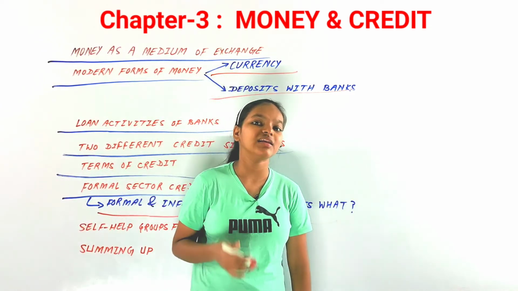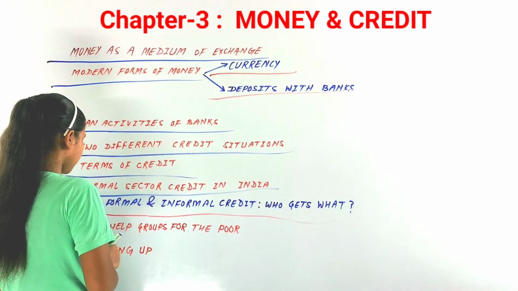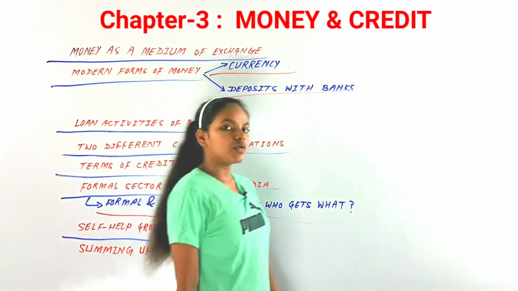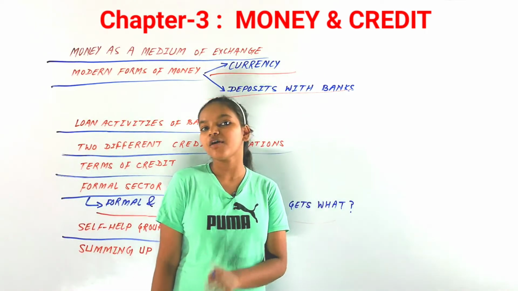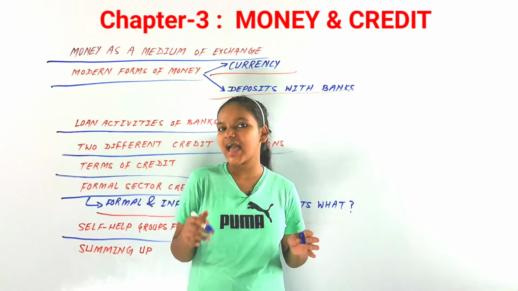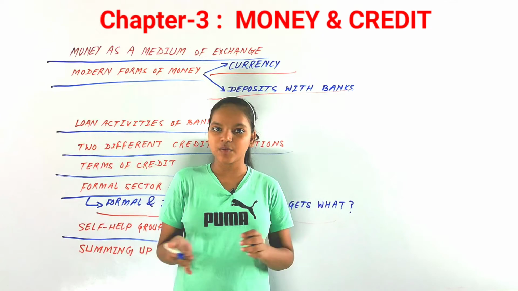After that, we have the next topic, that is self-help groups for the poor. Now we have seen that loans can't be provided to poor people that much. There are some reasons behind it.